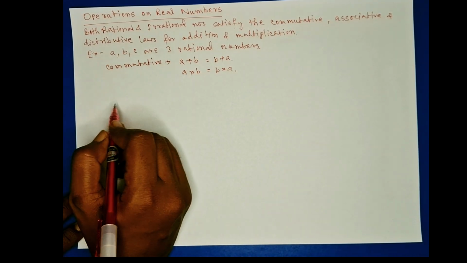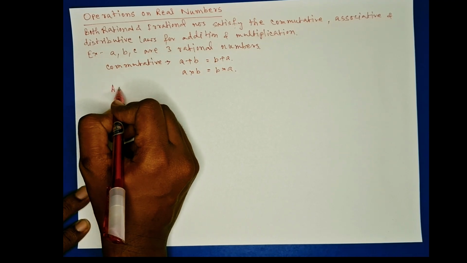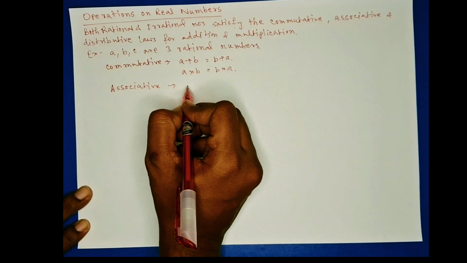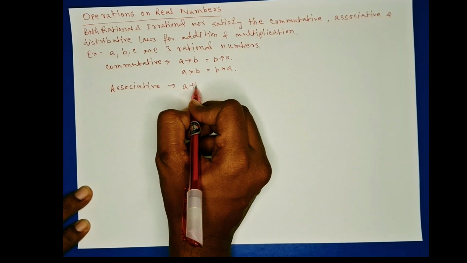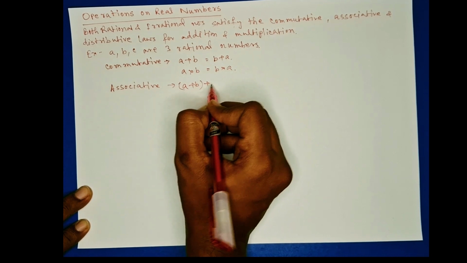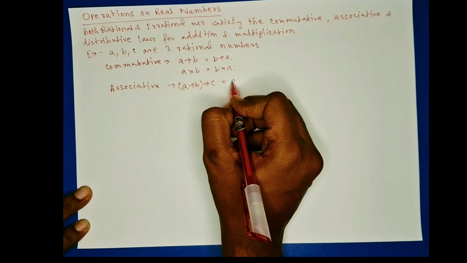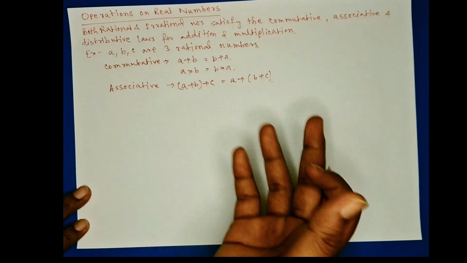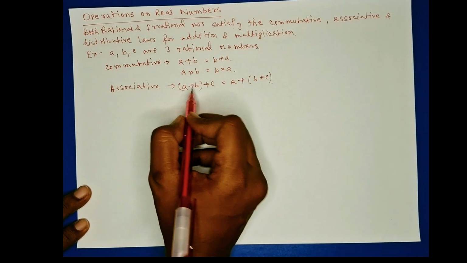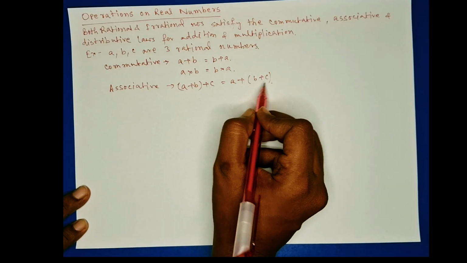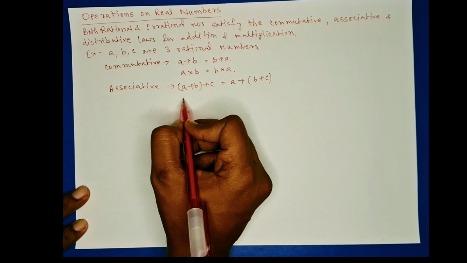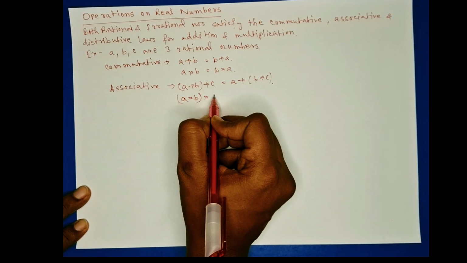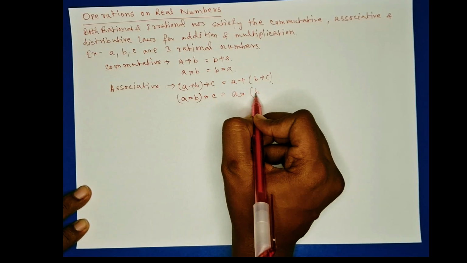And these numbers follow the associative law. This means A plus B plus C will be equal to A plus B plus C, so we can group them as we wish. This follows for addition. And what about the multiplication? A into B into C is equal to A into B into C.